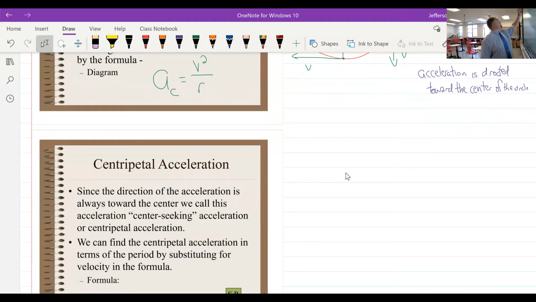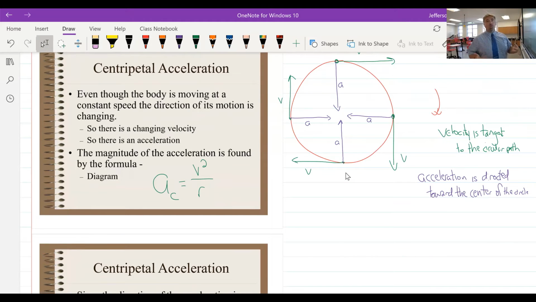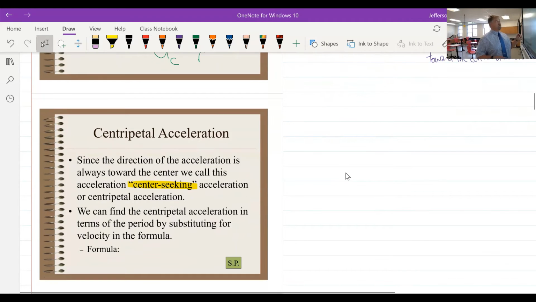And centripetal literally means center seeking, because that acceleration, if we go back up and take a look, is always directed towards the center. It's center seeking. Okay, and so it comes with its own special name, centripetal acceleration.